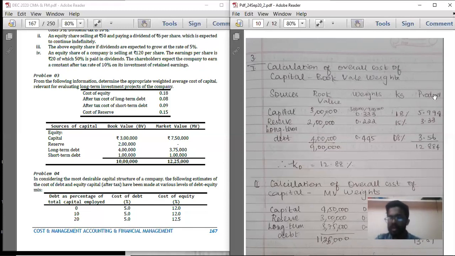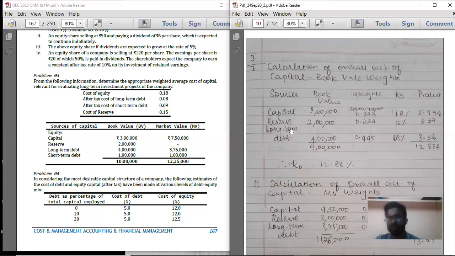Now what is product? D is equal to B into C. So multiply weights into cost of sources. So in respect of equity capital, record 0.333 into 18% is equal to 5.994. In respect of equity capital, record 5.994.